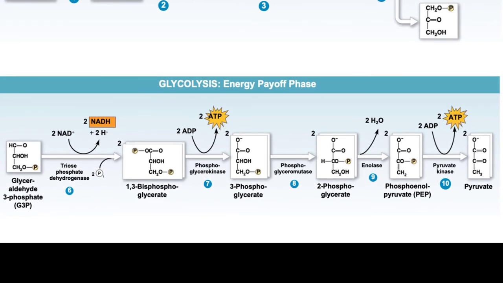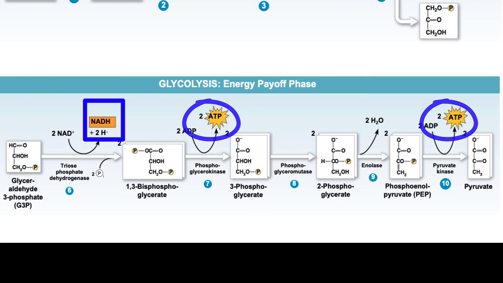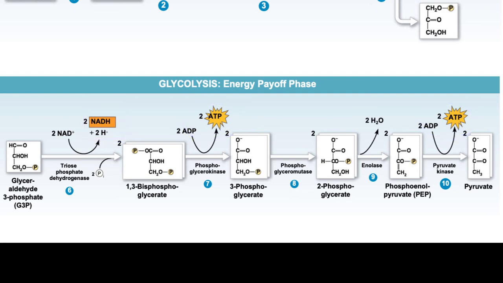The next phase is called the energy payoff phase, and in this phase, G3P is rearranged ultimately to pyruvate, and in the process, we gain a few molecules of ATP. We also gain a few molecules of the energetic electron carrier NADH. Let's do a little bit of accounting.